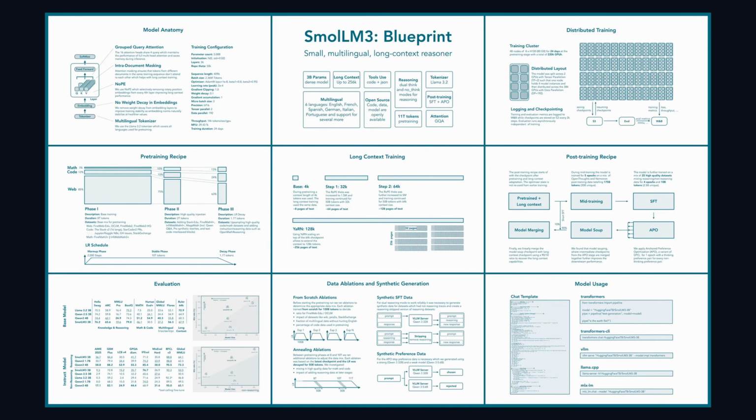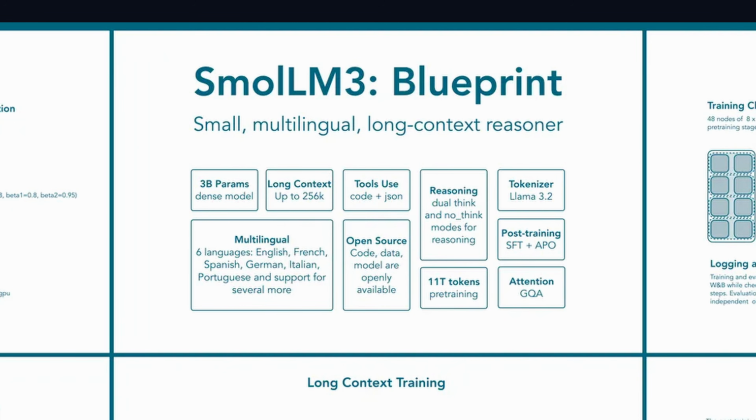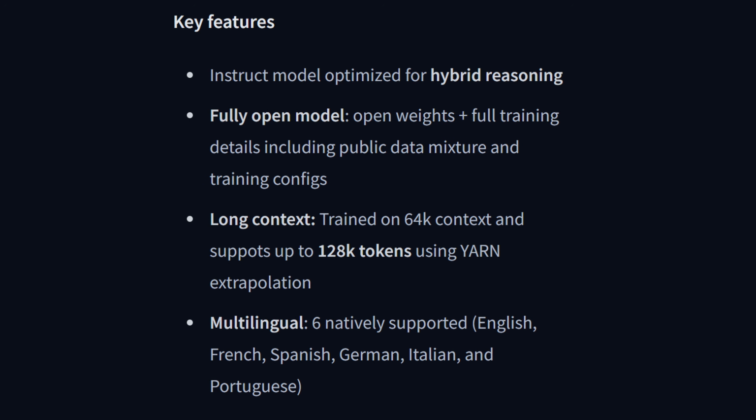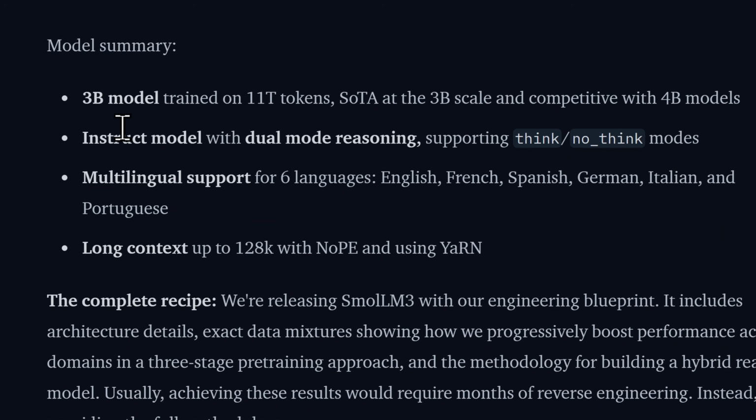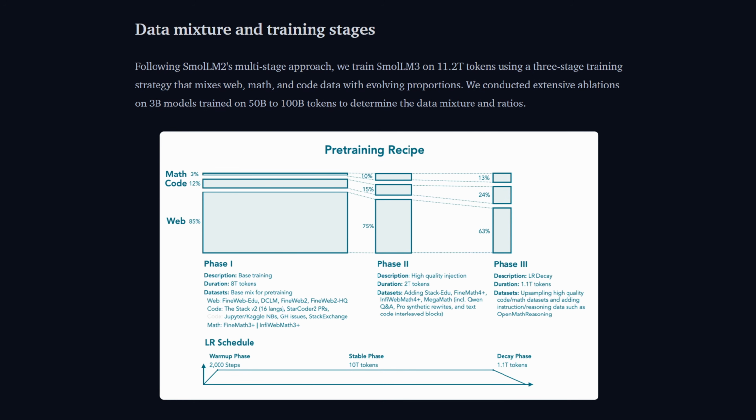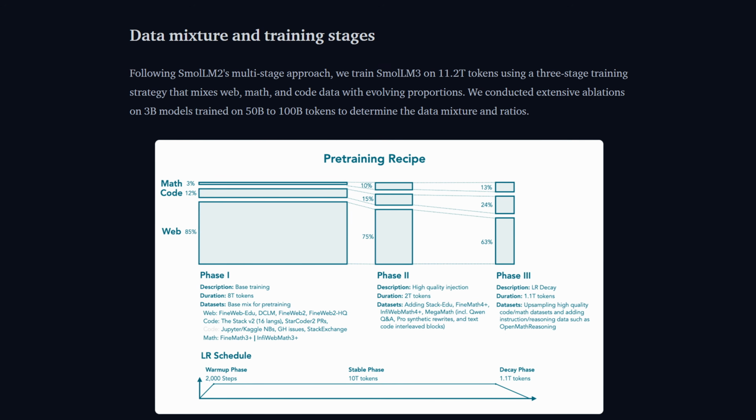Now, what's really interesting isn't just the model itself, but the blueprint HuggingFace shared about how they trained it. You can see in this model that the main headline is that it is small, can use different languages, and has a long context length of up to 128K. It is also mentioned here that it was trained on a whopping 11 trillion tokens, which is absolutely massive for a model this size. You're getting a lot of coverage packed into just 3B parameters.